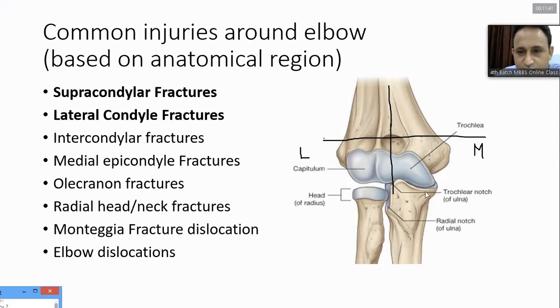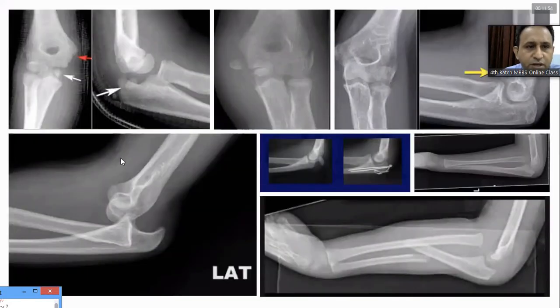There can be fractures of the olecranon, radial head or neck fractures, the Monteggia fracture dislocation, which you will be knowing shortly in subsequent lectures, and elbow dislocations. Now, just some quick X-rays, just to let you know how problematic these childhood fractures can be.